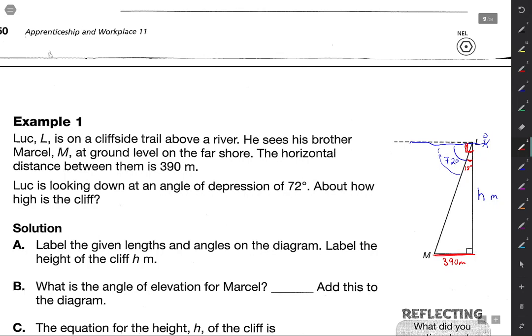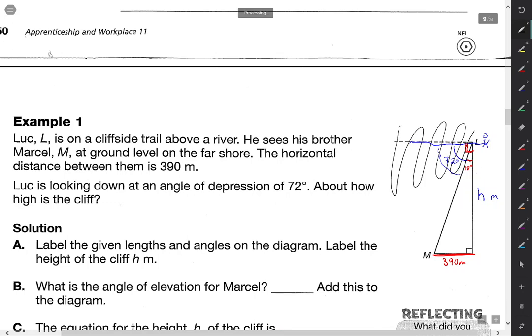So what we're going to do is completely ignore this top part because we only needed that angle of depression to find out this 18. Now that we have that 18, that's the angle we are going to be working with. So we need to discover what side's missing from there. So we know we're going to be working from this angle up here, this 18 degrees. So let's label our sides based on that.